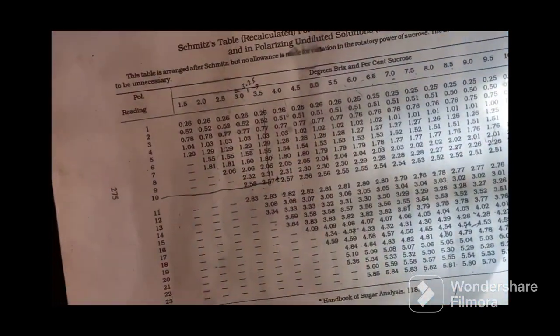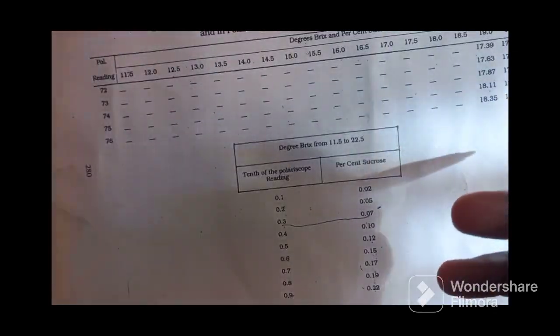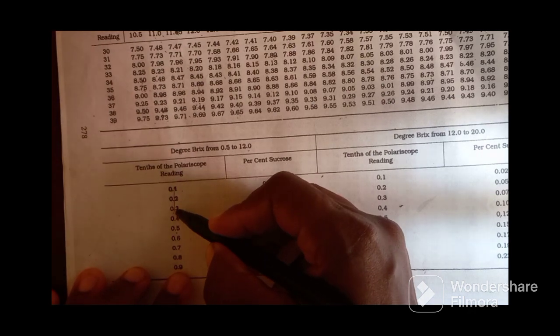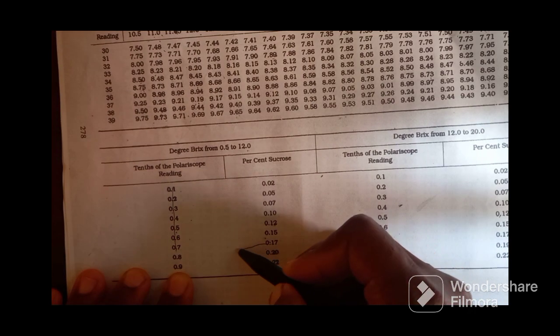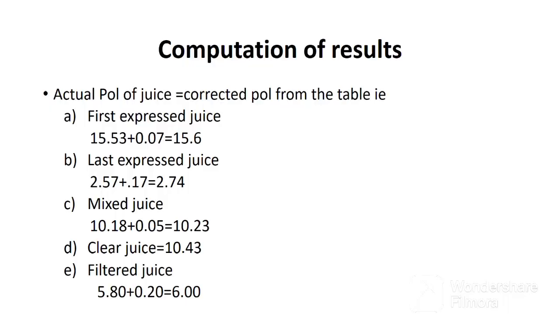And our pol reading is 10.7, so we have to read the percent pol of 0.7. Let me show the table that will give us that value. So this is the table. At 0.7, we have 0.17. So we'll take 2.57 plus 0.17, we get 2.74. So 2.74 is the pol percent of last expressed juice.